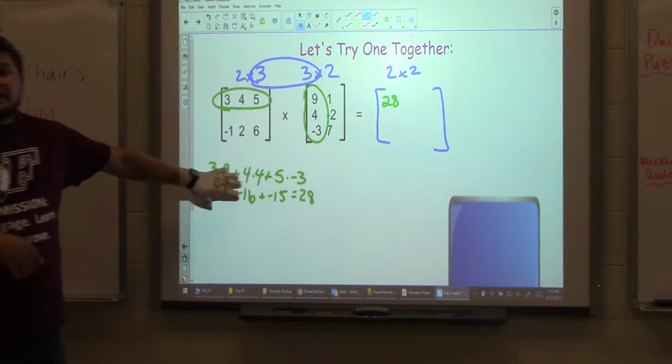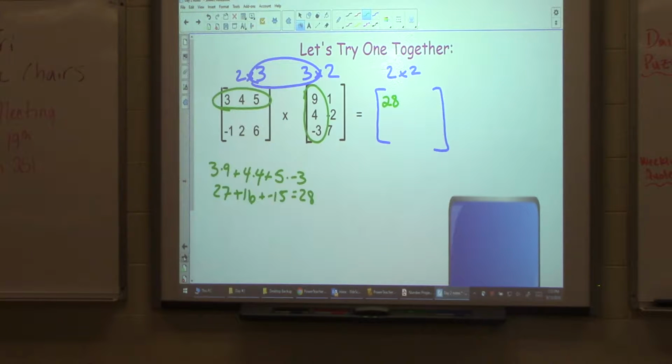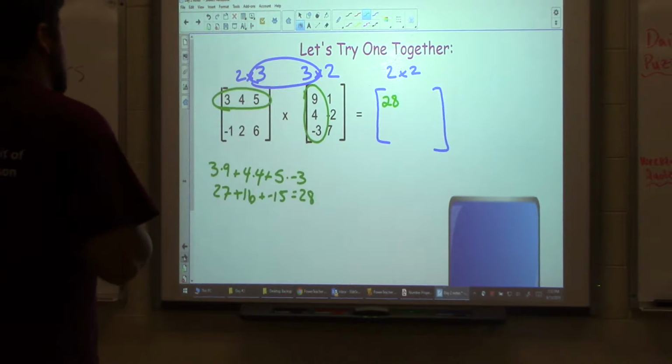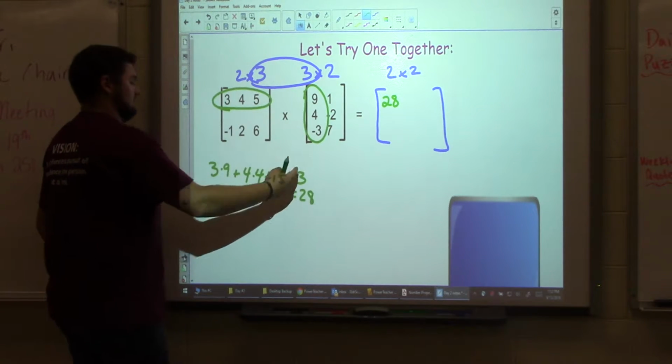Guys, you think you have to write out all those steps? No, right? You're young adults, I trust you. Now, if you write the steps out, it's way easier to see if you make a mistake. But I'm not going to sit there and tell you that you have to write out every single one of these steps.